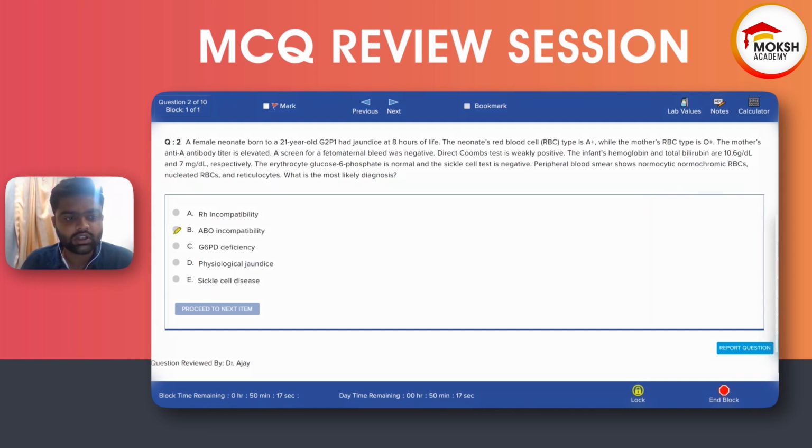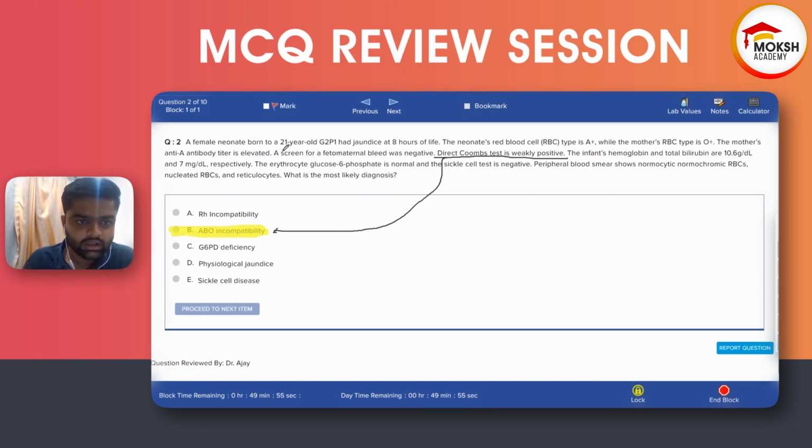So this patient has ABO incompatibility. This ABO incompatibility is causing the weakly positive direct Coombs test.